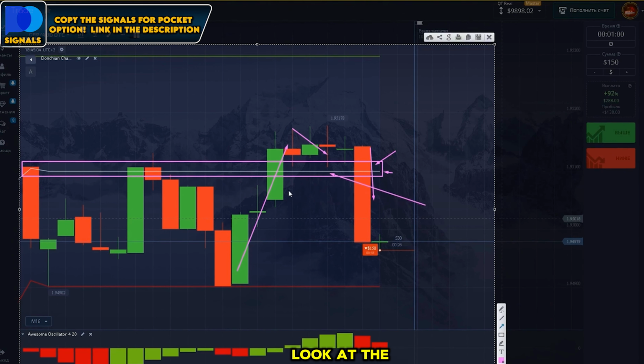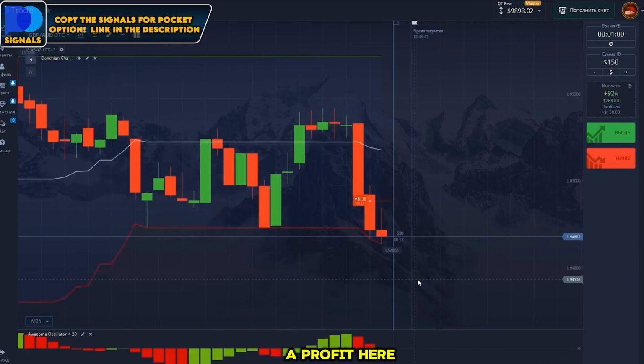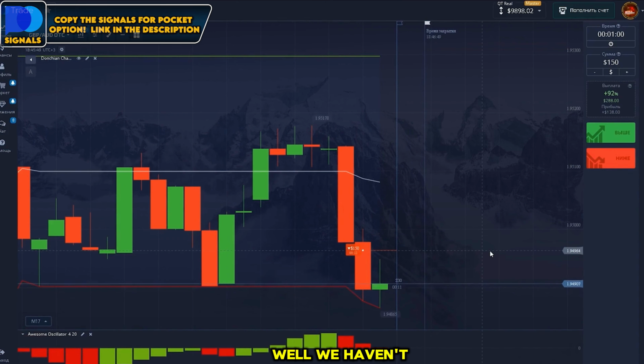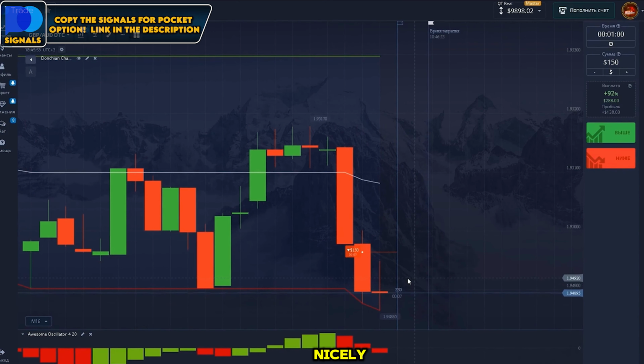Specifically, when we look at the middle line and see that the price broke through it and went down, it gives a signal for a decrease, and we pay attention to our red chart. That's all. And as we can see, we are recording a profit here. Well, we haven't locked it in yet, but we can already see how our chart has moved away nicely from the point we recorded when opening this trade.